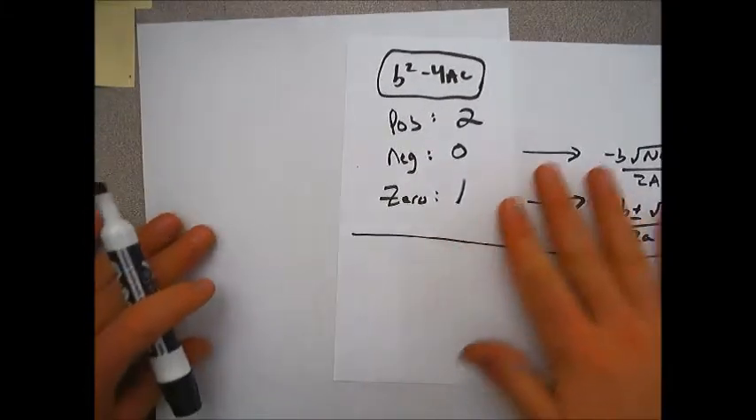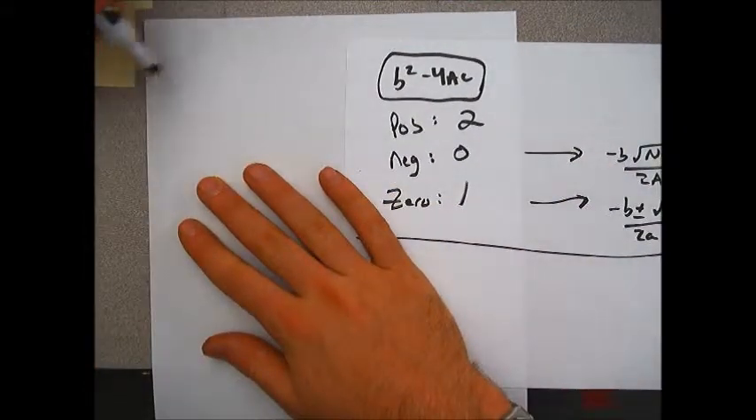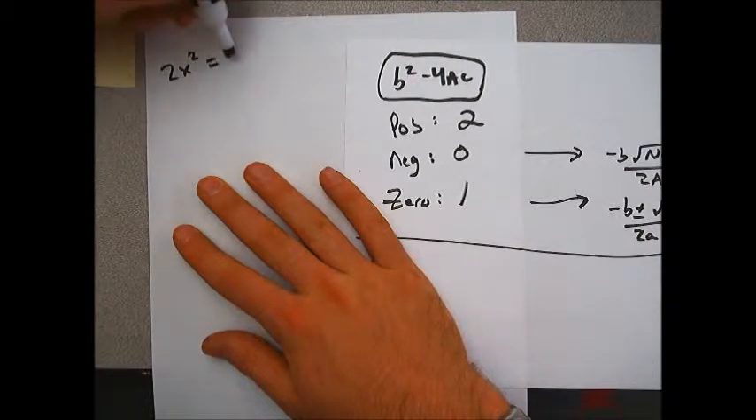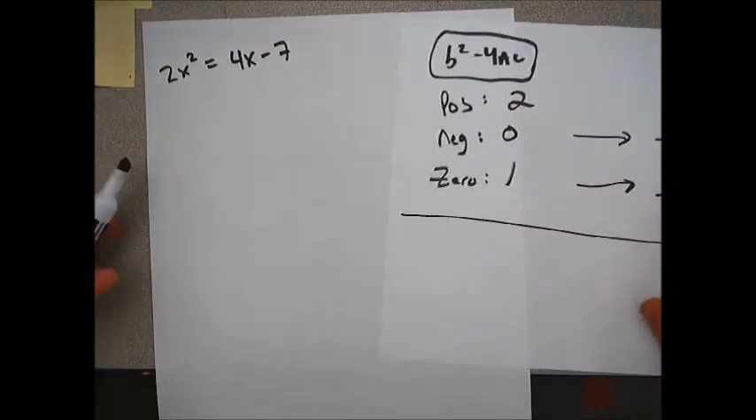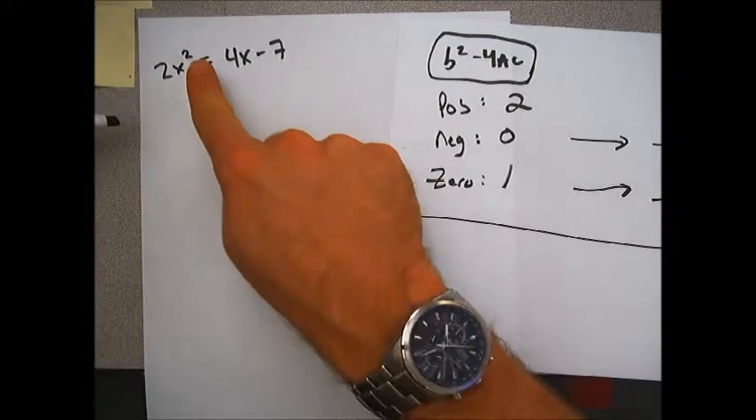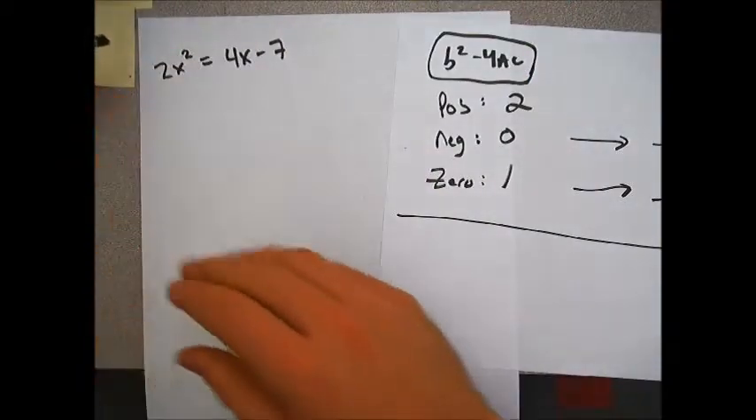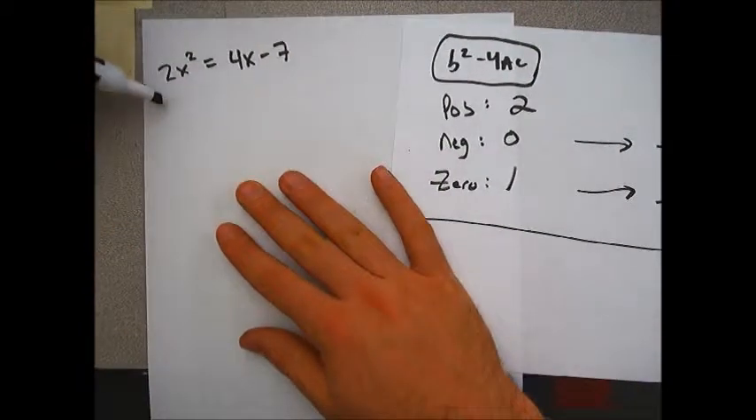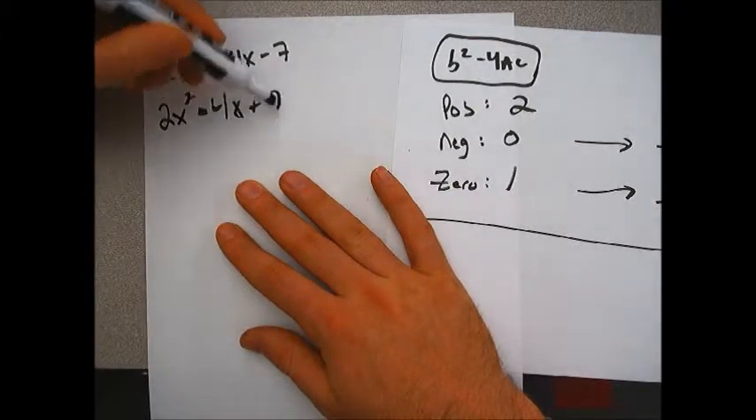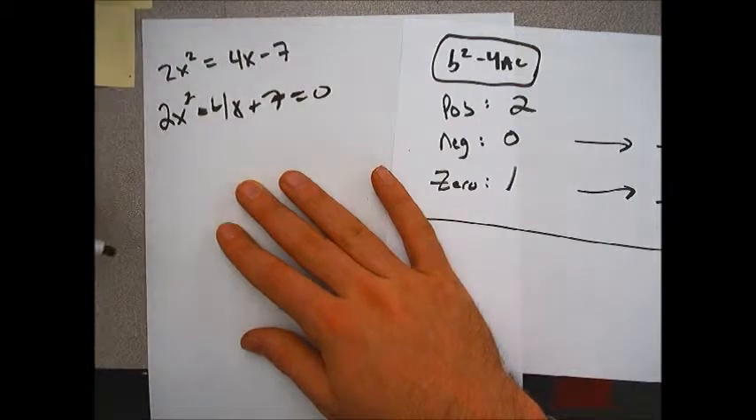Let's try one. So let's say we have 2x squared is equal to 4x minus 7. And if I want to solve this or use the discriminant to figure this out, the first thing I need to do is recognize it is a quadratic. So I want to pull everything to the same side and set it equal to 0. So that's 2x squared minus 4x plus 7 is equal to 0.